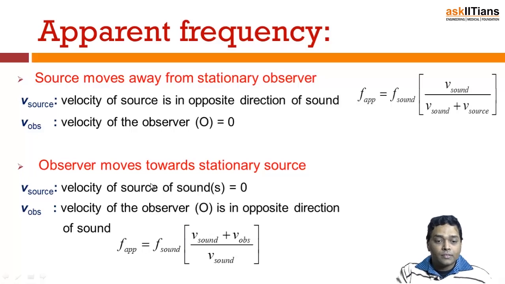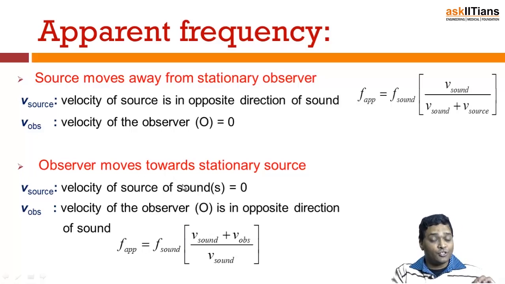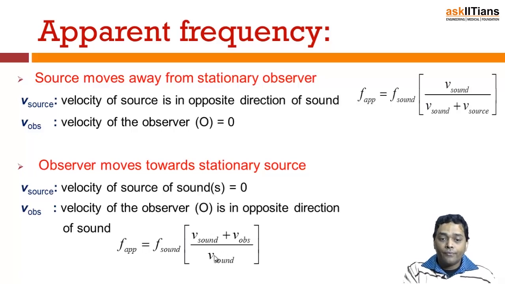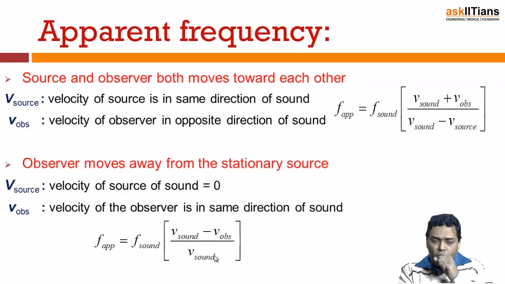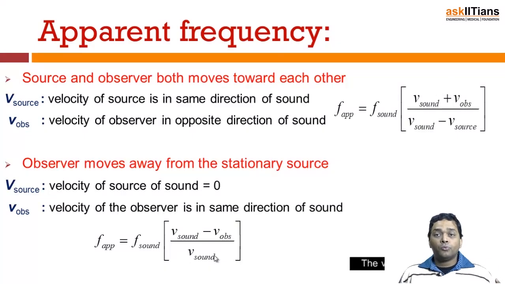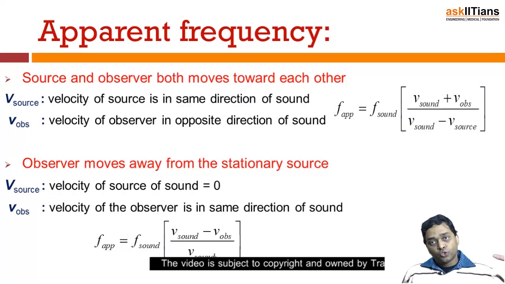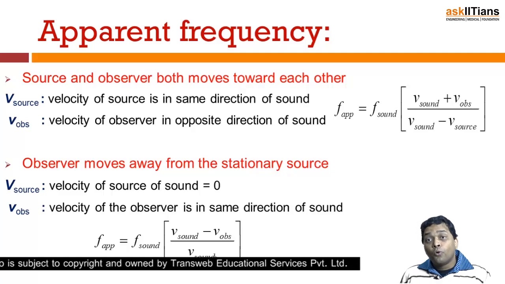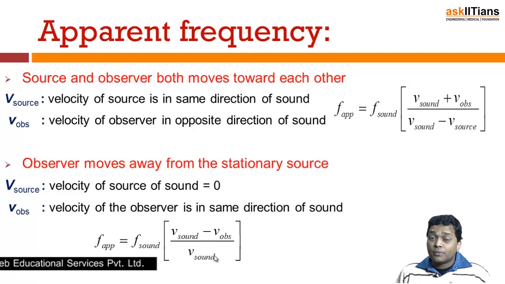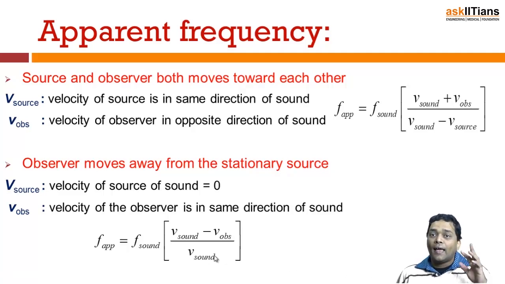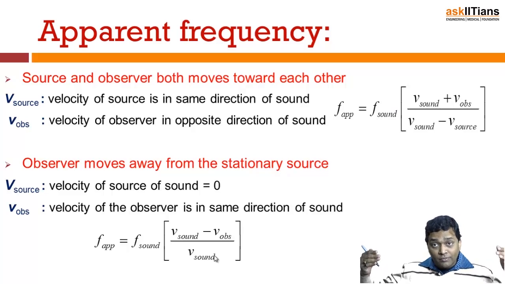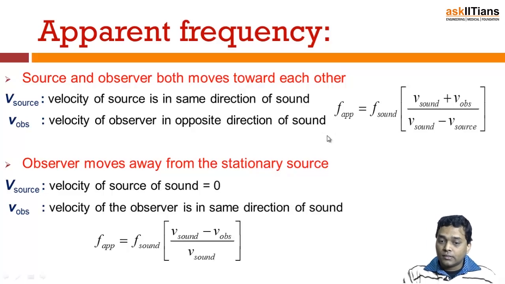In the other case, if the observer is moving towards the stationary source, obviously he is going to hear more sound, so they are going to be added up. It's going to be opposite to the velocity of the sound, so the relative velocity is going to be negative. If we take the next case, when the source and observer both move towards each other, the source is moving along the direction of sound, so the relative velocity between source and sound is going to be negative, and the observer is moving towards the sound, so the relative velocity is going to be added up. That's the reason you will get this.